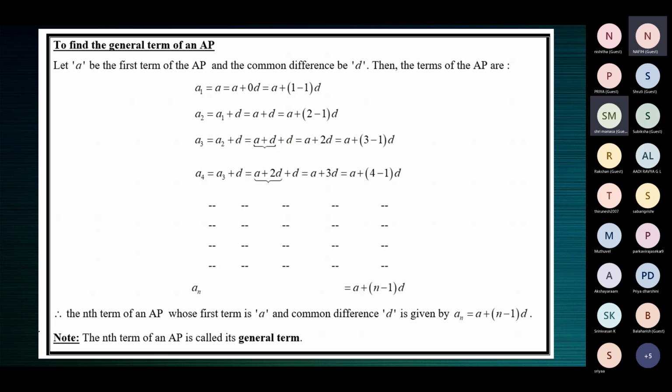Simply writing the coefficient of D as something minus 1: 1 minus 1, 2 minus 1, 3 minus 1, 4 minus 1, 5 minus 1. So fourth term means 4 minus 1. Third term is 3 minus 1. Second term is 2 minus 1. So the nth term will be A plus (n minus 1) into D.